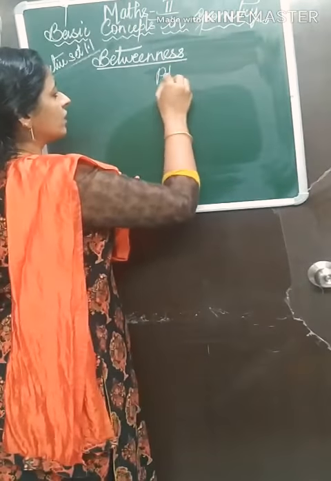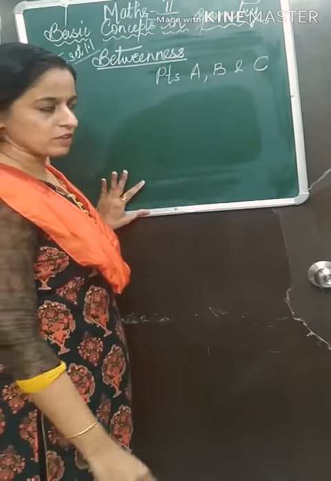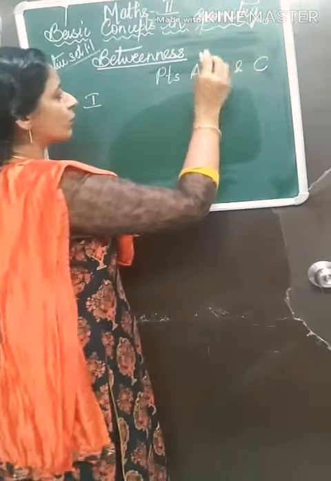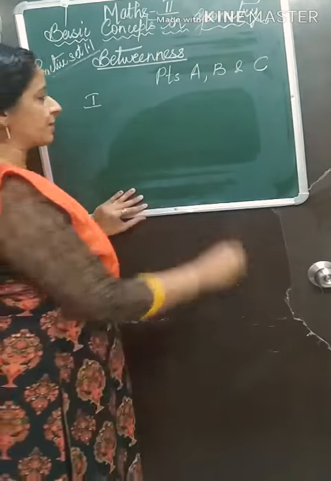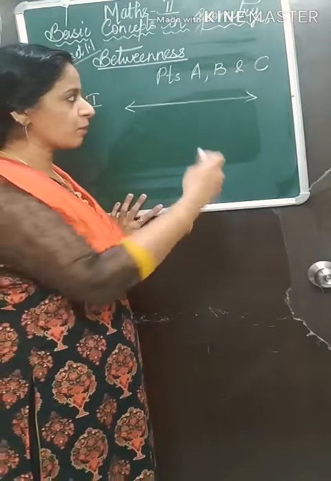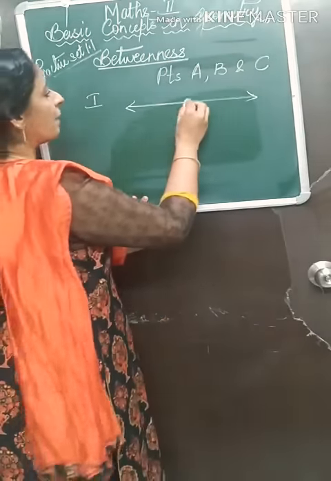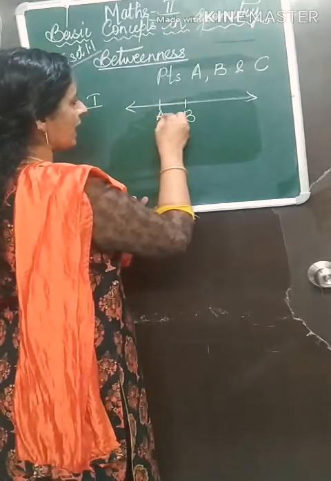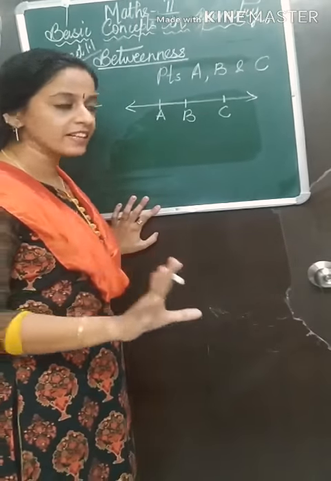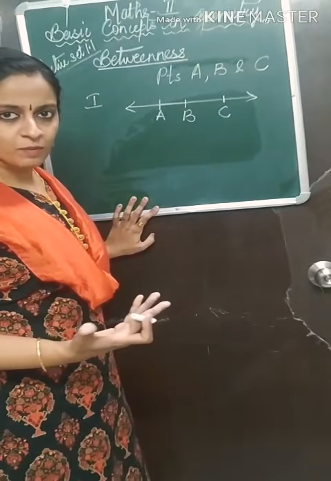We have points A, B and C. These are 3 points. So there will be 3 possibilities. In the first possibility, let us put B between A and C. You will draw the line like this. Like B is between A and C. See children, I am not saying AB is equal to BC. I am just saying that point B is in between A and C. This is the first possibility.